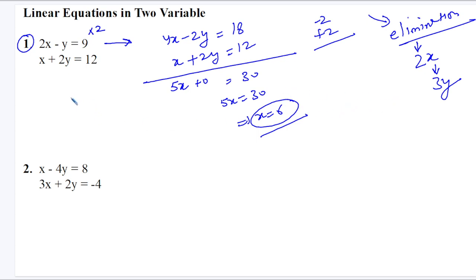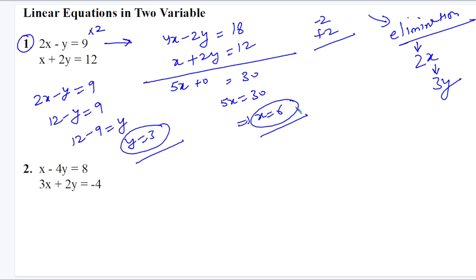If I get the value of one of the variables, x is equal to 6, I can substitute that in any of the two equations. Suppose I substitute here. x is equal to 6. 2 times 6 will become 12. So 12 minus 9, I can take y on the other side. So y comes out to be 3. It's not necessary which variable you eliminate. You eliminate x or you eliminate y. Just be careful that you need to eliminate one of them and you need to make the coefficient of that particular variable the same in both the expressions.